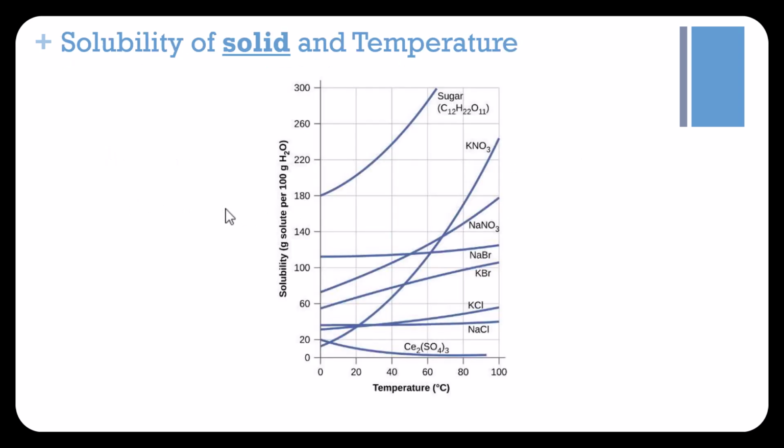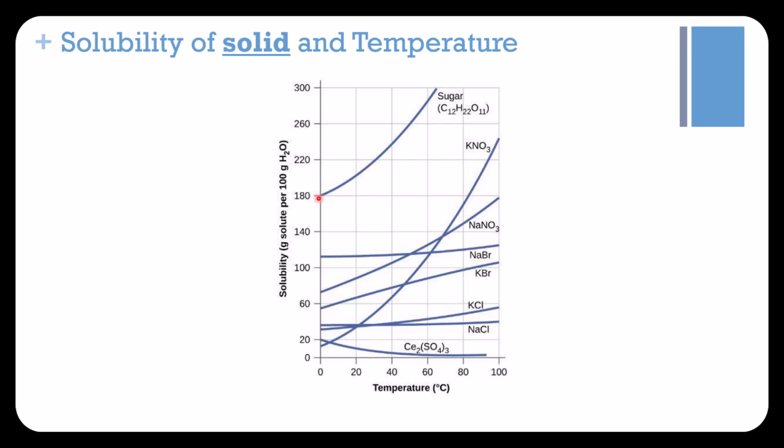So here's our first one, the solubility of a solid and temperature. Looking at this graph, along the bottom, we see temperatures increasing as we go from left to right. And along the side, going bottom to top, we see solubility is increasing. Let me talk about what this solubility means. This is the number of grams of solute that's going to dissolve per 100 grams of water. So for example, this is sugar right here. If we look at temperature equals 0, we could put 180 grams of sugar into 100 grams of water. So that's what that means on this side.